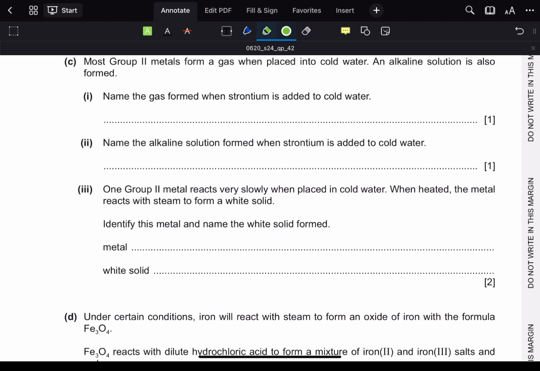Part C. Most group 2 metals form a gas when placed into cold water. An alkaline solution is also formed. Name the gas formed when strontium is added to cold water. When a metal is added to water, it forms a metal hydroxide, which is the alkaline part of the products, plus hydrogen gas. So the gas that will be formed whenever strontium is added to cold water would be hydrogen.